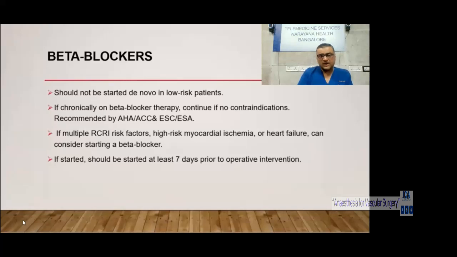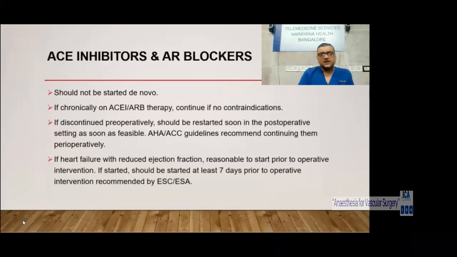If multiple RCRI risk factors are there, then high risk myocardial ischemia or heart failure, we can consider starting a beta blocker. And if they are started, it should be started at least 7 days prior to the operative intervention. ACE inhibitors and angiotensin receptor blockers, as advised by the American and European societies, should not be started de novo. If the patient is chronically on these medications, they can continue if there are no contraindications. If they are discontinued preoperatively, they should be restarted as soon as feasible in the postoperative setting. AHA and ACC guidelines recommend continuing them perioperatively. In heart failure with reduced ejection fraction, it is reasonable to start prior to operative intervention. If they are started, it should be at least 7 days prior to the operative intervention, as recommended by the European Society of Cardiology and European Society of Anesthesiology.